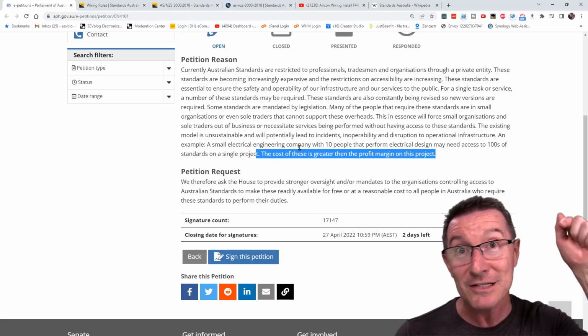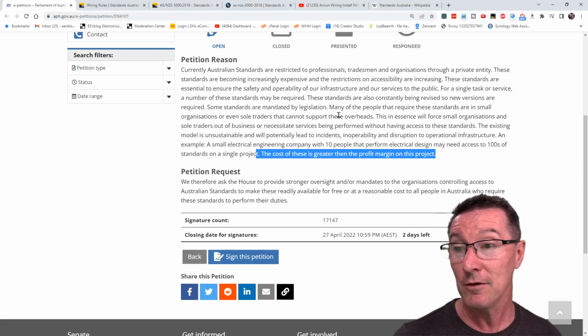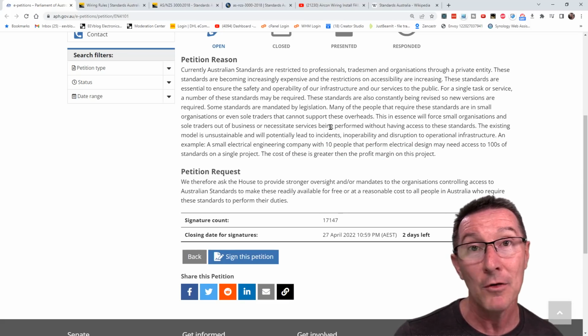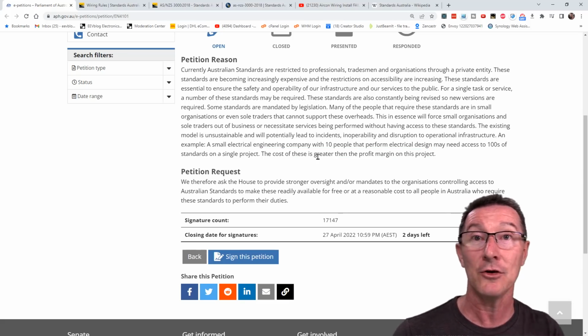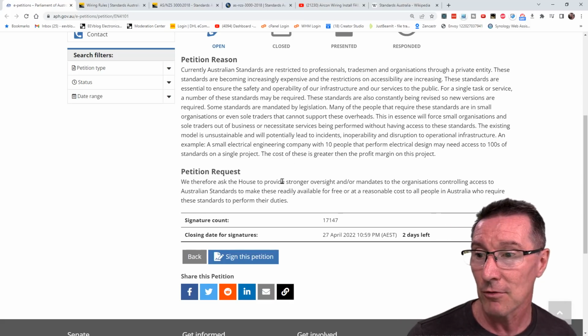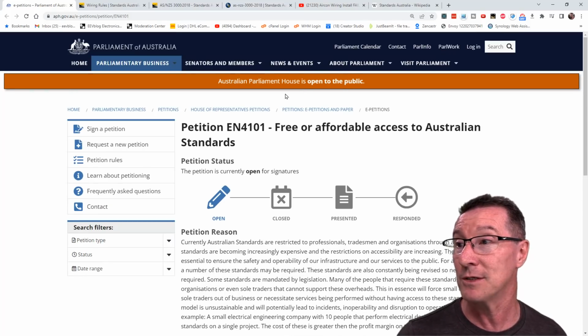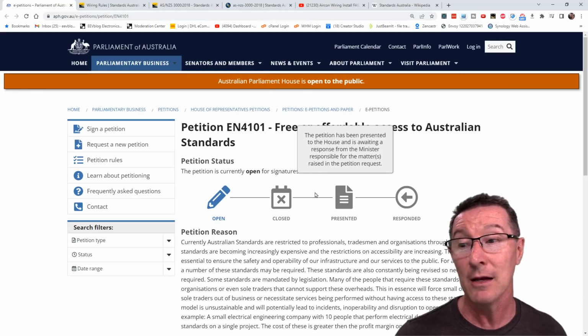And please leave it in the comments down below if you've had this happen to you. If you're a one-man band or a small business and you've had to pony up for all of these standards, can you pass it through to your client or whatever? Probably not, right? Anyway, so this is an official government petition, Parliament of Australia, to take this seriously.